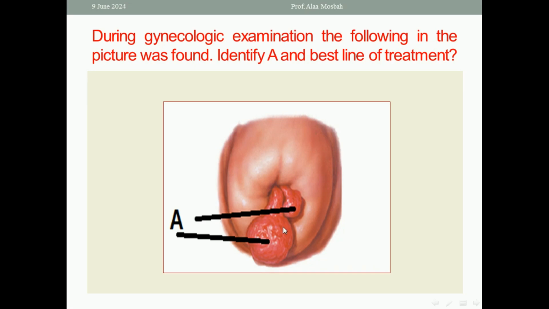What is the best line of treatment? It is to do surgical polypectomy. If it is suggested to be a mucus polyp with a thin pedicle, you can use ring forceps and twisting until avulsion of the polyp is done and send for histopathological evaluation. Okay? What is the presentation of such a condition? The patient may complain of spotting, vaginal discharge, irregular bleeding, or post-coital bleeding. Okay?